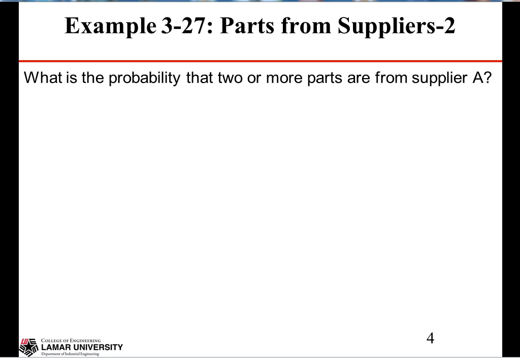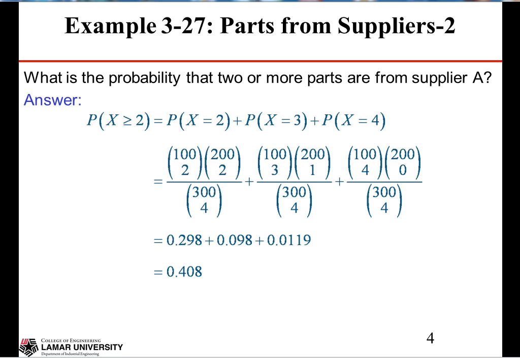Let's move on and make the question a little more challenging. What's the probability that 2 or more parts are from supply A? To answer that, we simply replace equal to 4 with 2 or more. 2 or more means greater or equal to 2 parts from supply A, so we're still looking for the number of successes x greater or equal to 2. Since the total sample size is 4, the maximum number of successes possible is 4.